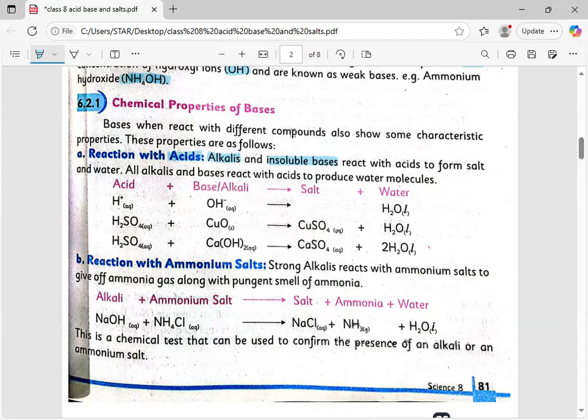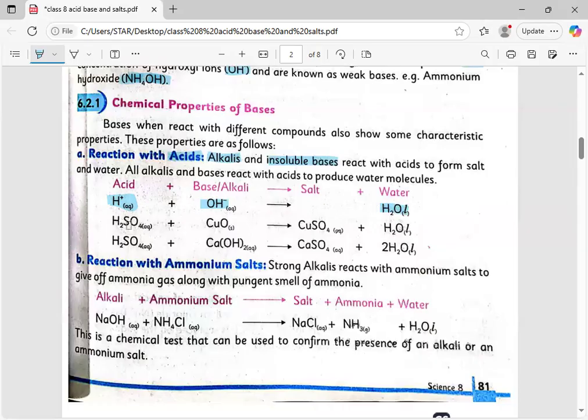Likewise, all alkalis and bases react with acids to produce water molecules. Only remember that whenever an acid reacts with a base, either an alkali or an insoluble base, it always produces salt and water as products. As you can see in the equation, the acid gives H plus ions and the base gives OH minus ions. Therefore, it can produce water.